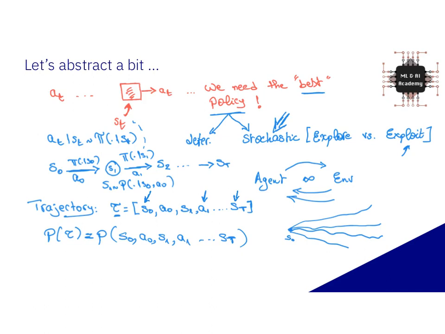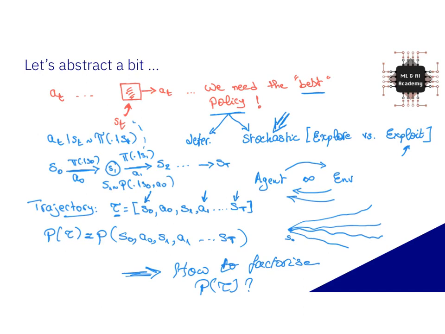And this notion is really very simple. The idea is we can, in fact, use some form of Bayes rule in order to try to factorize this P of S0, A0, S1, A1 up to ST. So here's the question we want to try to answer: how to factorize P of tau? So we want to understand how we're going to factorize this P of tau.